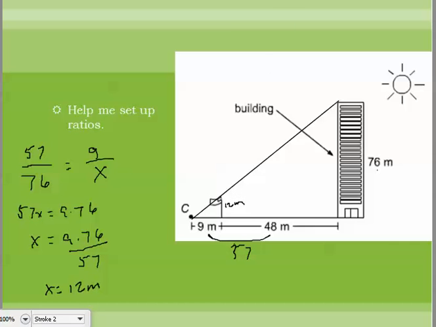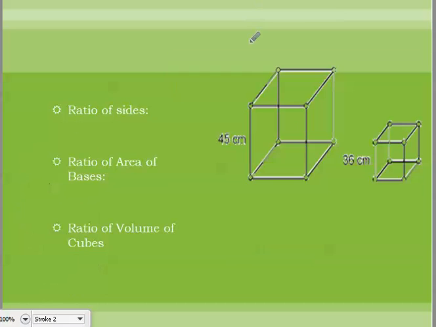You guys getting this? Okay. Ratio of the sides. They want me to tell you what the ratio of the sides are. Well, it's 45 divided by 36. Wait a second. 9 goes into both of those, doesn't it? So that's 5 over 4. That's my ratio of the sides.